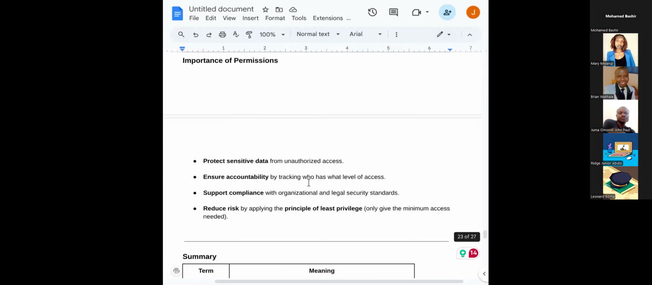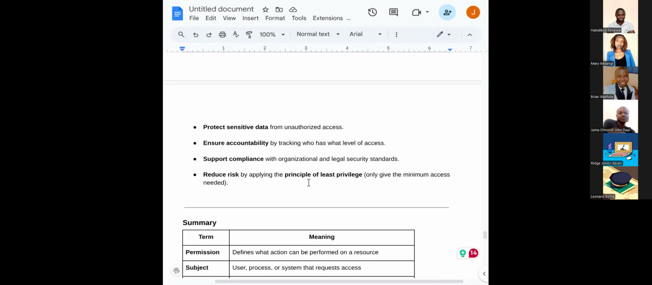So why are permissions important? First and foremost, no Musembi, kindly do not try that. First and foremost, at least you know you will not be muted when you're talking, all right?